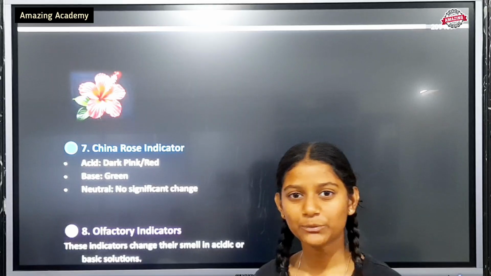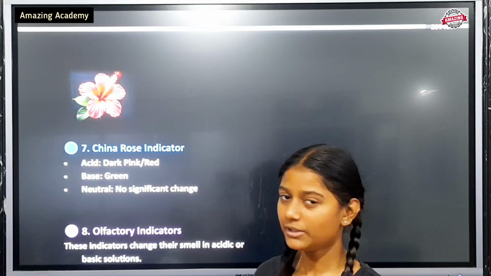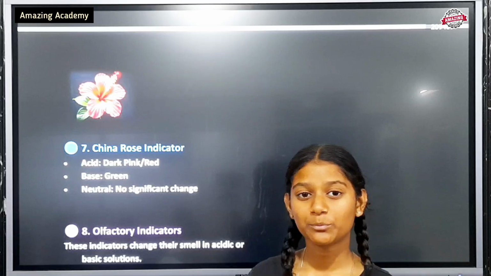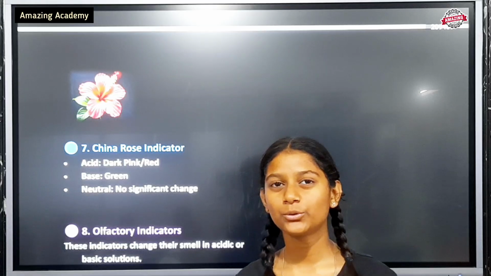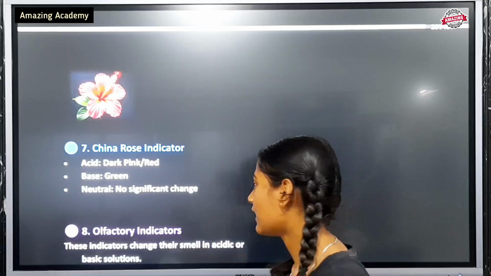Next is the China rose indicator. When it comes in contact with acid, its color changes to dark pink or red. When it comes in contact with a base, the color changes to green. Neutral substances show no significant color change.